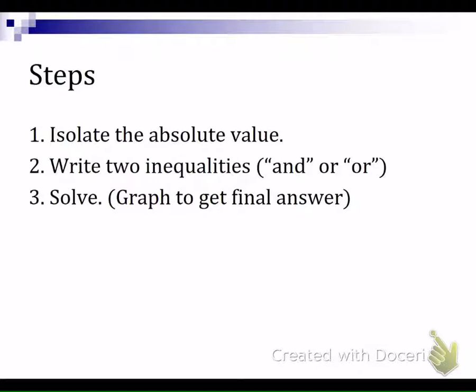You've got to get the absolute value by itself. Then you write the inequality. Less than is going to be an and inequality. Greater is going to be an or inequality. You have that in your notes from yesterday. If you want to add it again, that's just fine. Then we are going to solve and graph the final answer. Questions?